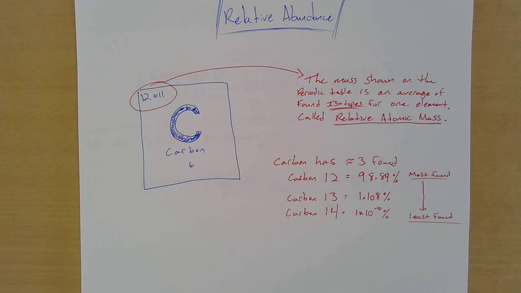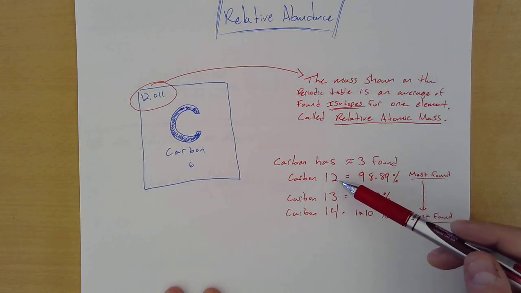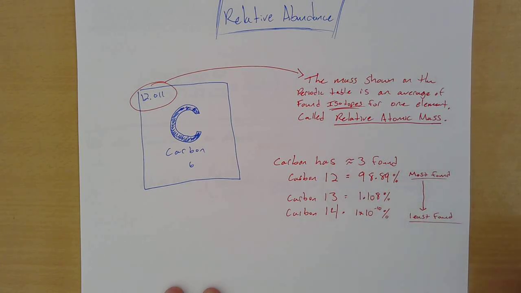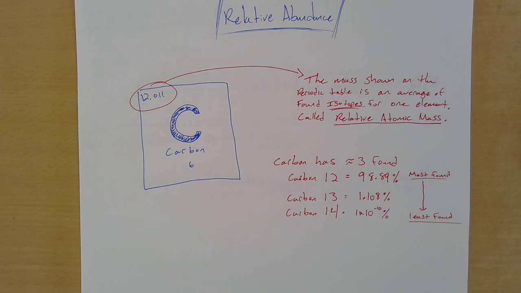So we can't just add together, say, carbon 12, 13, and 14 and average those together, because carbon 12 is found a lot more than the other two. It's almost like I have to do 12, 12, 12, 12, 12, 12, 12, 12, 12, 98 or so times. Carbon 13 gets one averaged in, and carbon 14 barely gets anything at all because it's found 1 times 10 to the negative 10th. So we have to take all of this into consideration.